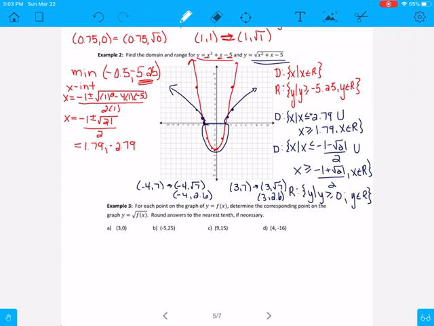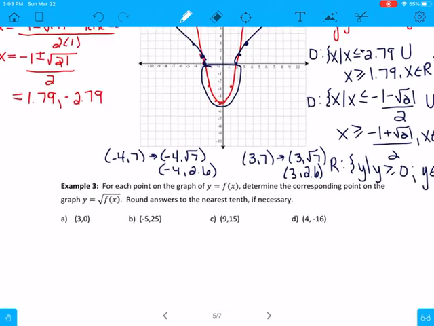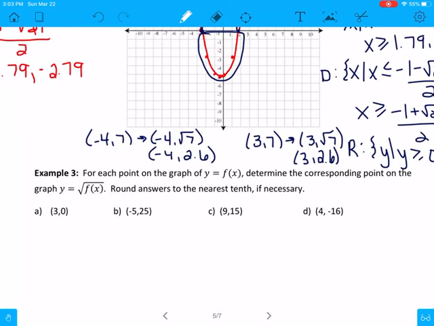Example 3. For each point on this graph of y equals f of x, determine the corresponding point on y equals square root f of x. So these ones, round the answer to the nearest tenth if necessary. Remember, original point. To find the new radical point, you just keep the x, root the y. Oh, the new point's 3, 0. It's invariant. It stays the same when y is 0.